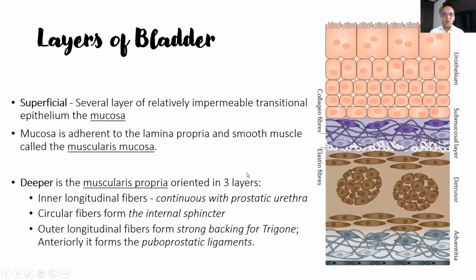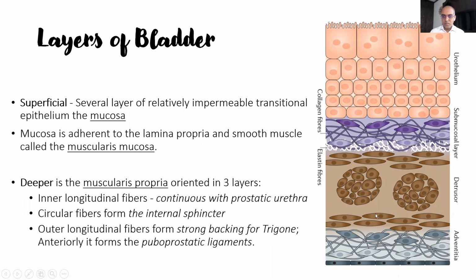Next, coming on to the layers of the bladder. The bladder has basically 2 layers, superficial layers and deeper layers. The superficial layer is made up of relatively impermeable multiple layers of urothelium or transitional epithelium, and this portion is called the mucosa. This mucosa is densely adherent to the lamina propria and smooth muscle layer, which is known as the submucosal layer or the muscularis mucosa.